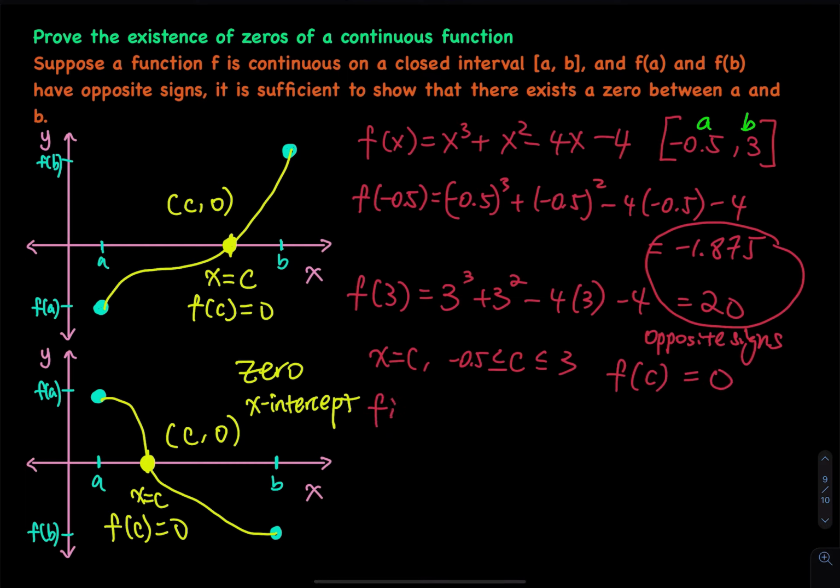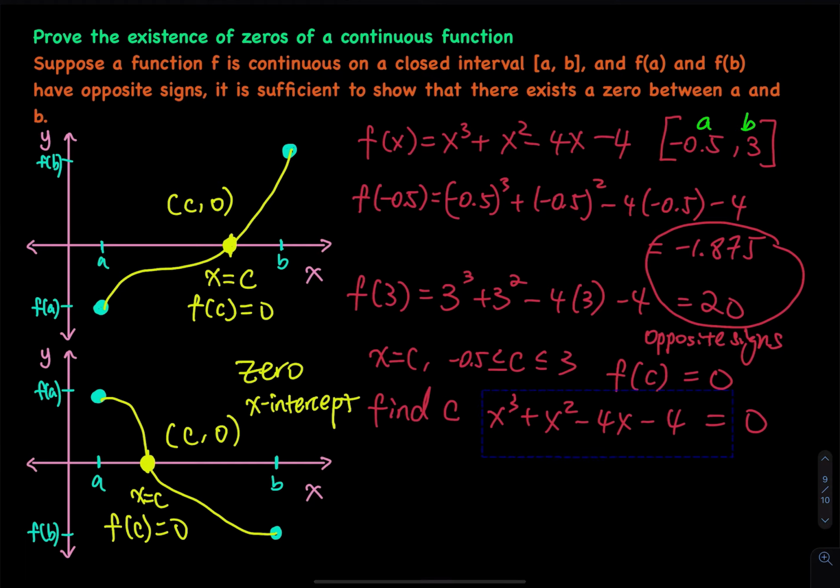How do you find this value? To do so, you have to set the entire function equal to 0. So x to the third plus x squared minus 4x minus 4 is equal to 0. Since we have 4 terms and the highest degree is 3, it is good to try factor by groups.